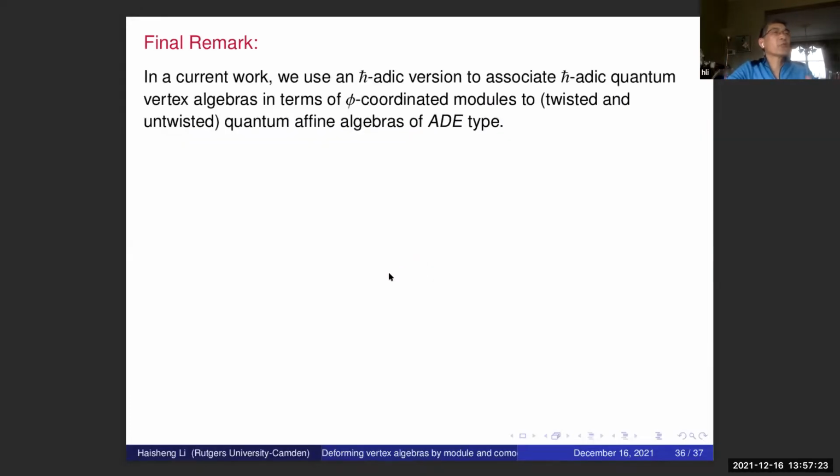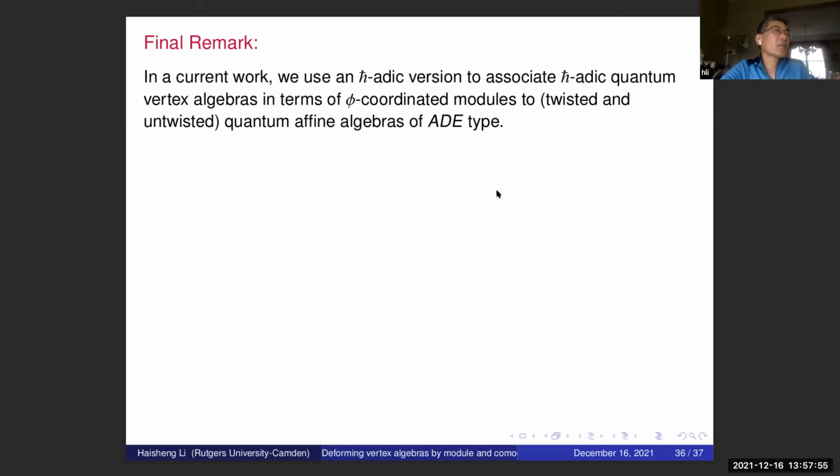So, just a final remark quickly. Originally, I planned to talk about a new thing, but unfortunately we didn't finish everything. That's why I still go back to the older one. But I'll just tell you what I'm doing. We consider the H-additive version of this. So we consider H-additive quantum vertex algebras, and then in terms of phi-coordinated modules.